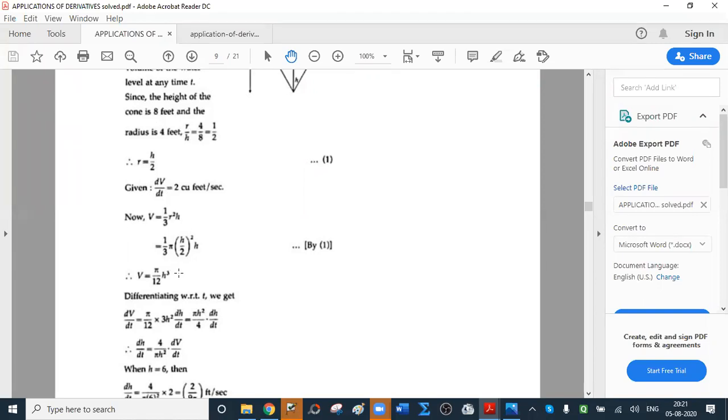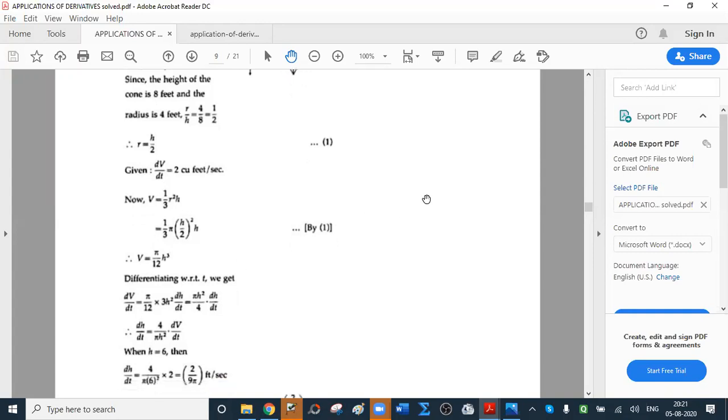Now we are interested in finding dh/dt. Rearrange the terms to get dh/dt as what? 4 upon pi h square dV/dt. Now when height is 6, or here depth you can say, and what is dV/dt? It is also given 2 cubic feet per second. So if you substitute the values, you get 4 upon pi into 6 square into 2. That is what? 2 upon 9 pi feet per second.